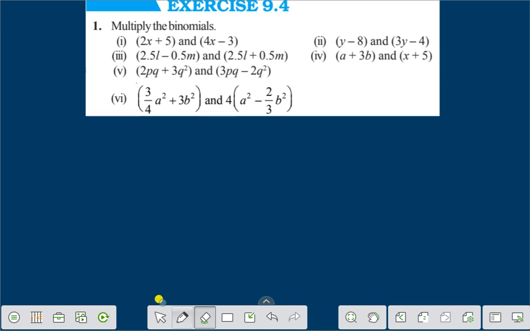Question number 4 is given as (a + 3b) into (x + 5), or it can be written as a into (x + 5) plus 3b into (x + 5).